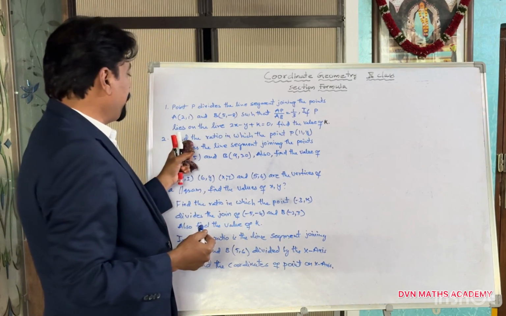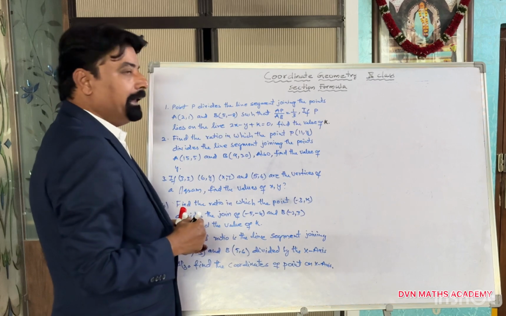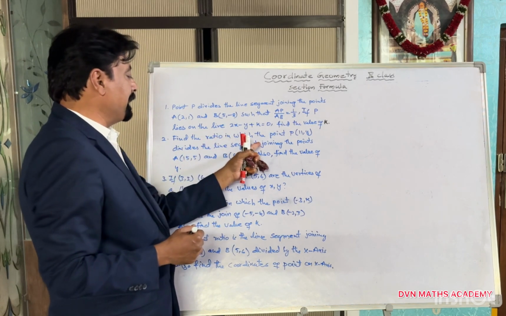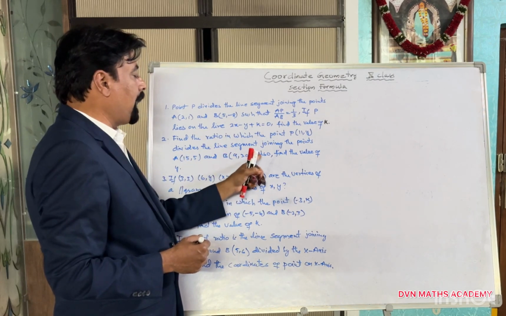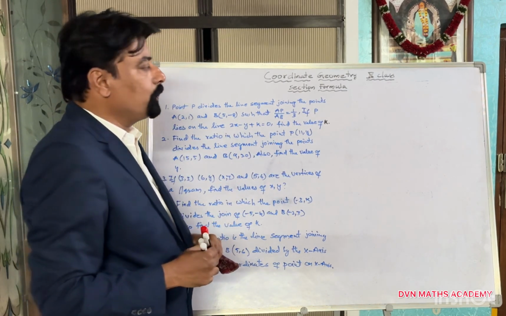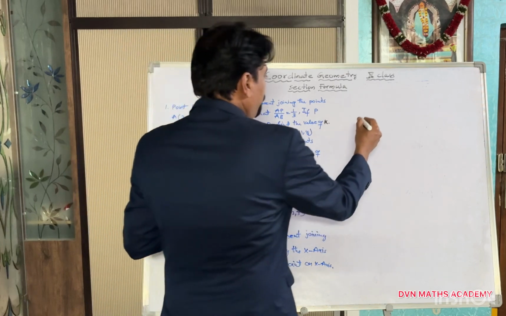So find the ratio in which the point P (11, y) divides the line segment joining the points A (15, 5) and B (9, 20). Also find the value of y. Here two questions are there. Here AB is one line segment.